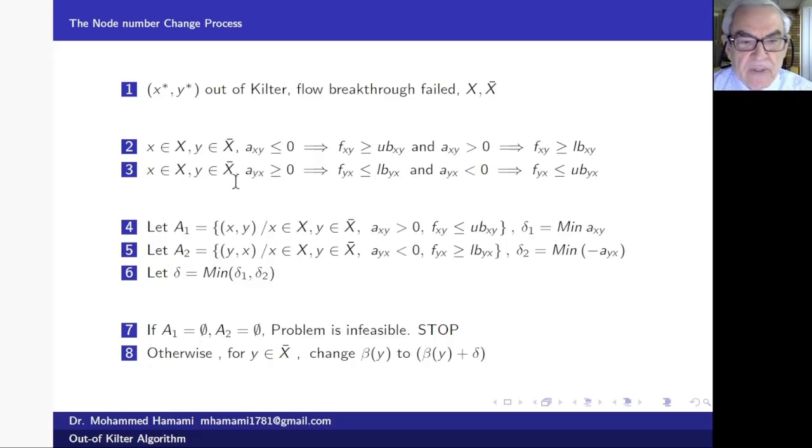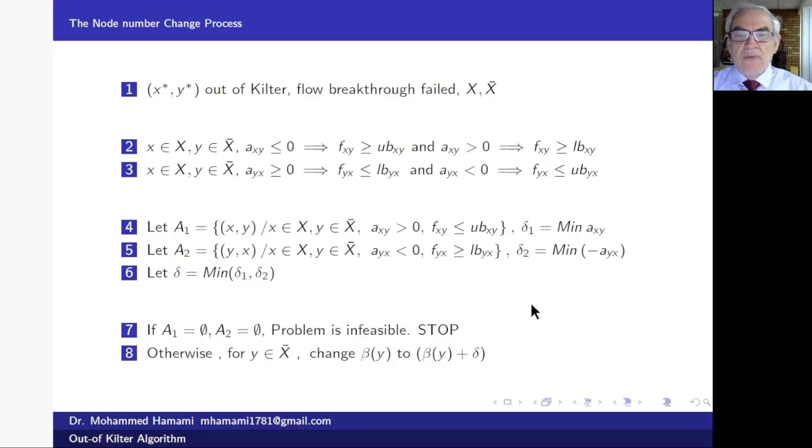Now the reverse arcs: x in x, y in x bar, and here we have an arc yx. If a of yx is greater or equal to 0, the opposite of this, it is going to imply that the flow from y to x is less or equal to the lower bound, and a of yx negative, the opposite of this, implies f of yx less or equal to the upper bound. So this is just telling us that we could not label y from x because of the flow change rules.